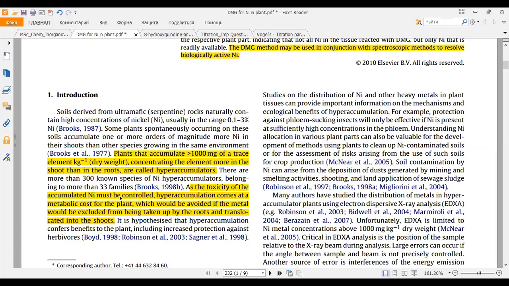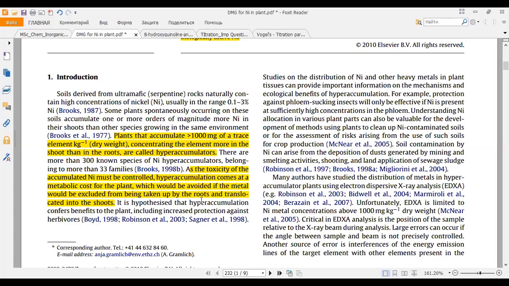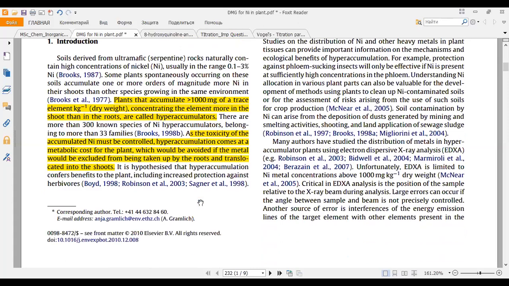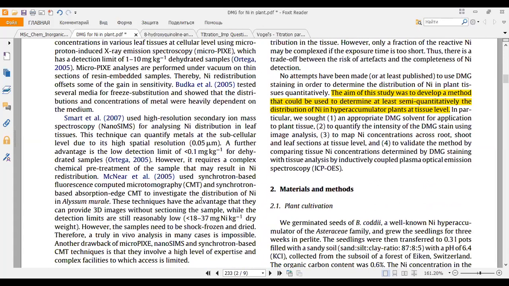Okay, as the toxicity of the accumulated nickel must be controlled, hyperaccumulation comes at a metabolic cost for the plants, which would be avoided if the metal would be excluded from being taken up by the root and translocated into the shoot. Okay, basically this is the theory that if we can avoid the nickel moving from one part to another, then we can control the presence of nickel in certain parts. Okay, so these are several studies. You can also find this paper and study. Now let's move into the next.